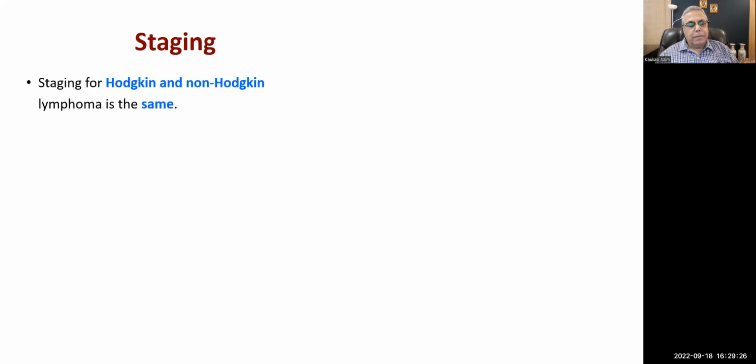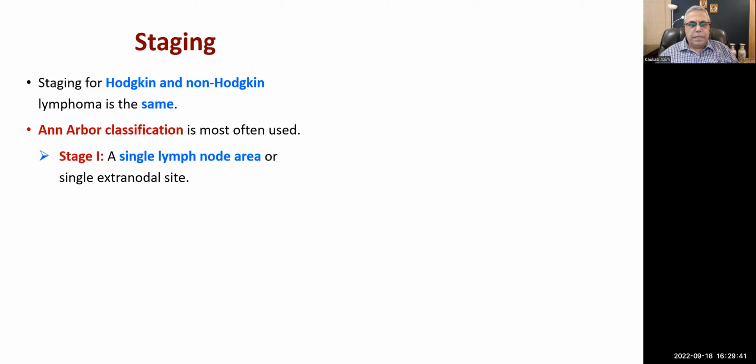Now, staging, I've given you briefly, nothing much in this staging. It's not complicated in cases of both Hodgkin and non-Hodgkin lymphoma, right? So it is known as Ann Arbor classification. Stage 1, a single lymph node area or single extranodal site contiguous with the lymph node, just next to the lymph node, that is stage 1.